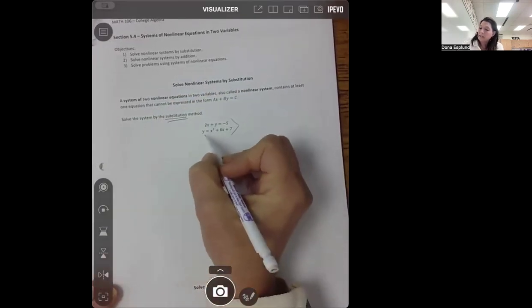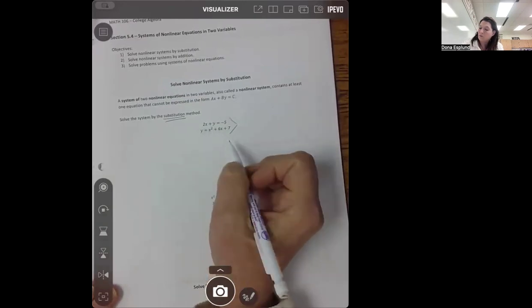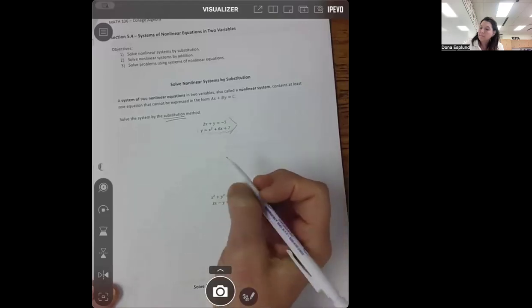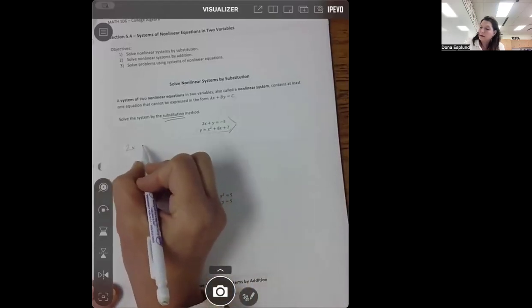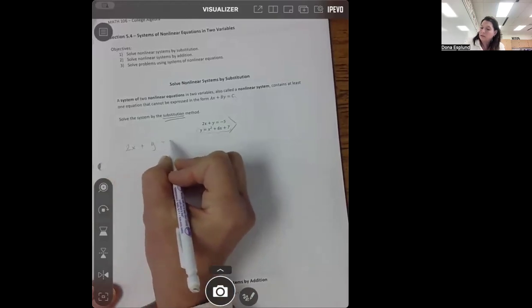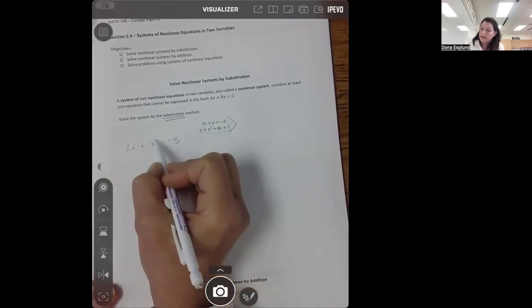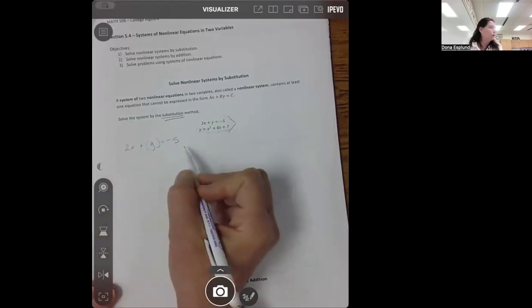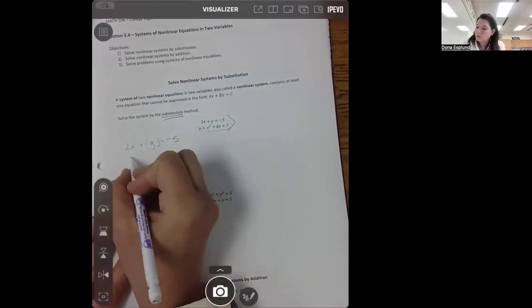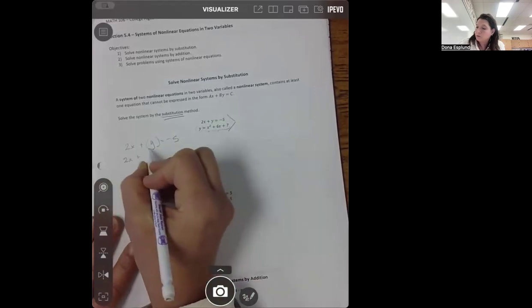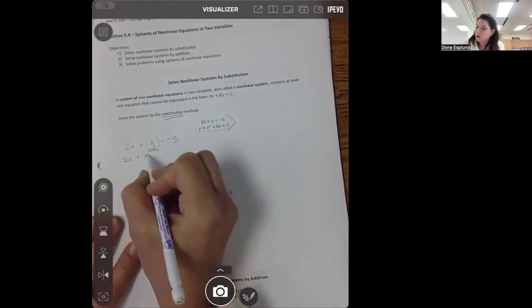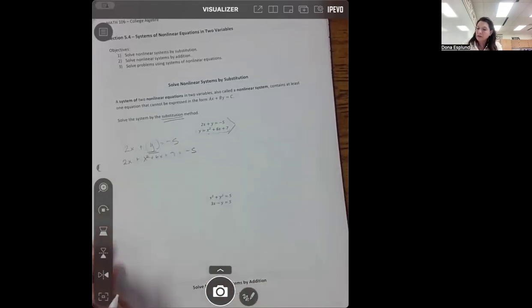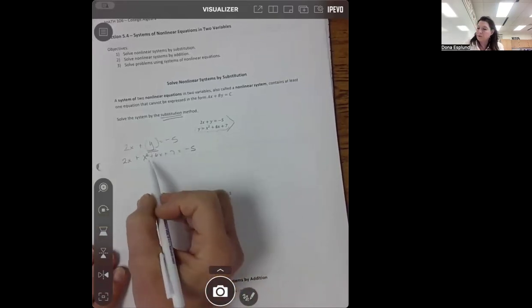So if that's the case, I already have this one solved for y. So y equals x squared plus 6x plus 7. That means that in my equation, 2x plus y equals negative 5, this y can be replaced with x squared plus 6x plus 7. And then I have an equation that's only in terms of x. So I'm going to drop down my 2x, and replace my y with x squared plus 6x plus 7, which is equal to negative 5.